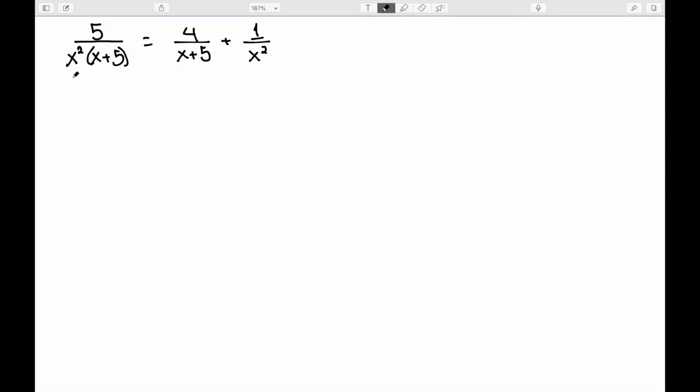Now let's look at 5 over x squared times x plus 5 is equal to 4 over x plus 5 plus 1 over x squared. The first fraction has an x squared and an x plus 5. The second one has an x plus 5, which I've already written down. The third one has an x squared, which I've already written down. So I'm going to multiply everything by x squared times x plus 5.